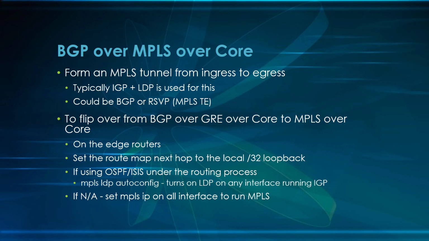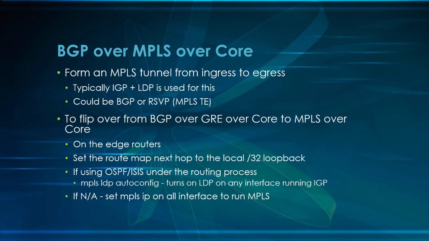Now, to flip from BGP over GRE over the core to MPLS over the core, on the edge routers, set the route map's next hop to the local /32 loopback, and if using OSPF or IS-IS as the routing protocol, you would specify MPLS LDP autoconfig, which turns on MPLS on any interface already running the IGP.